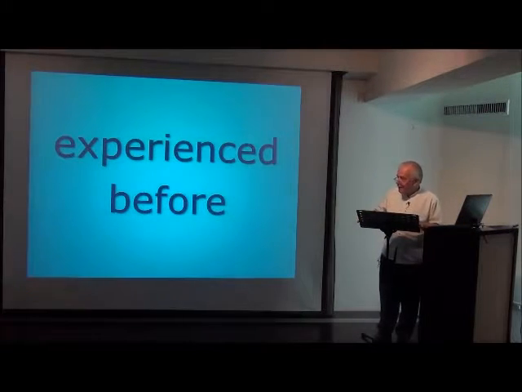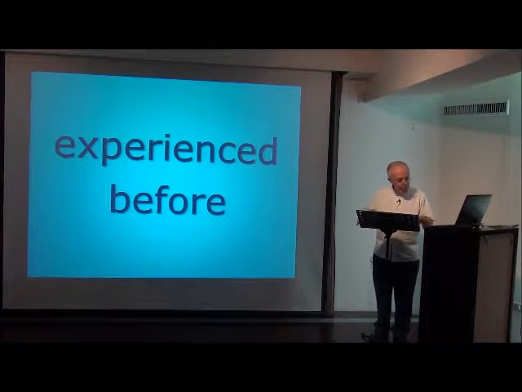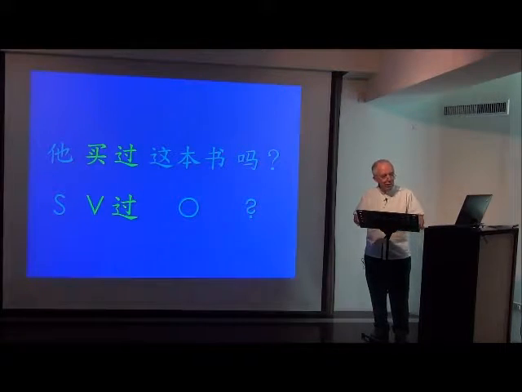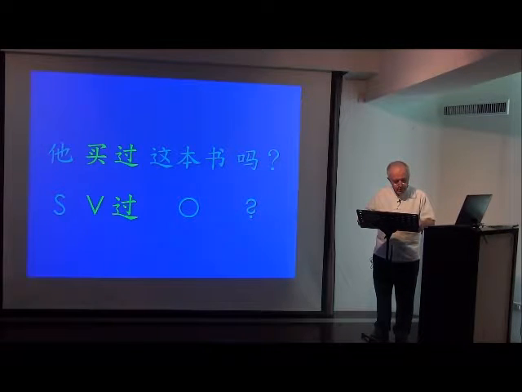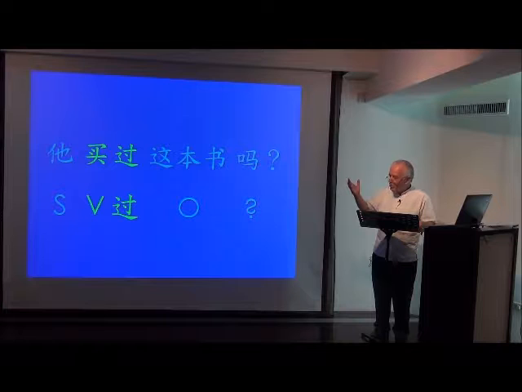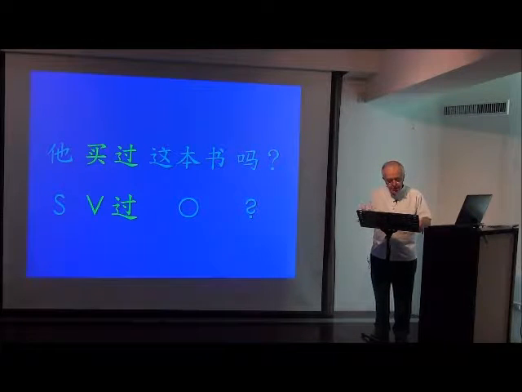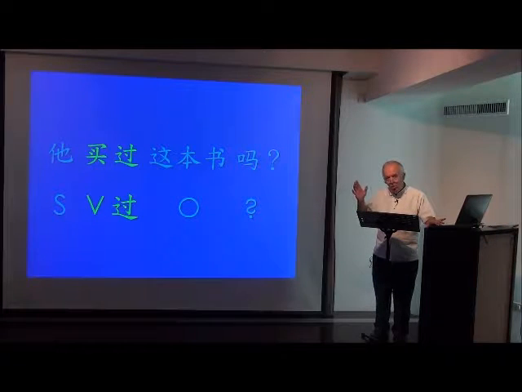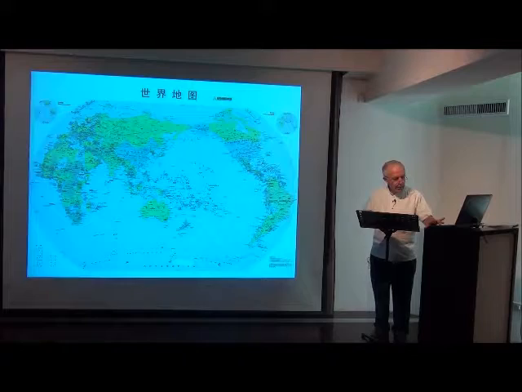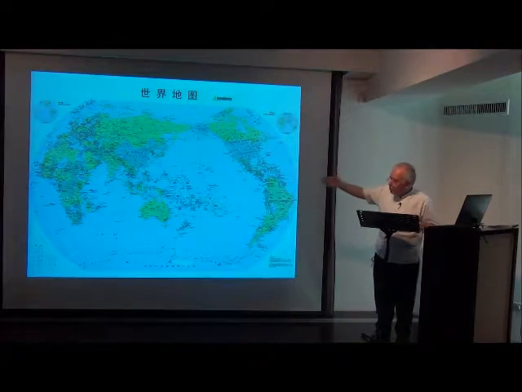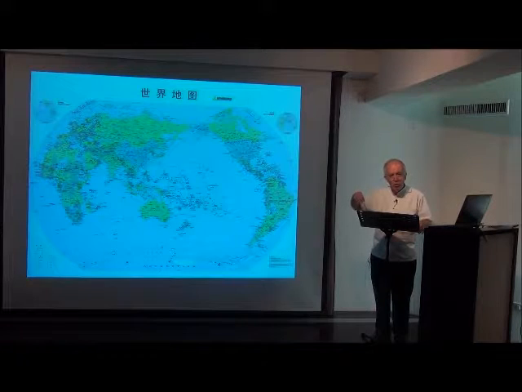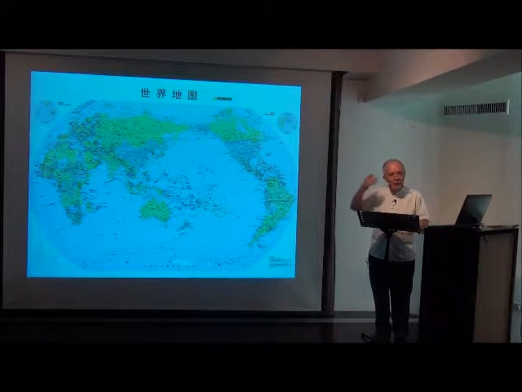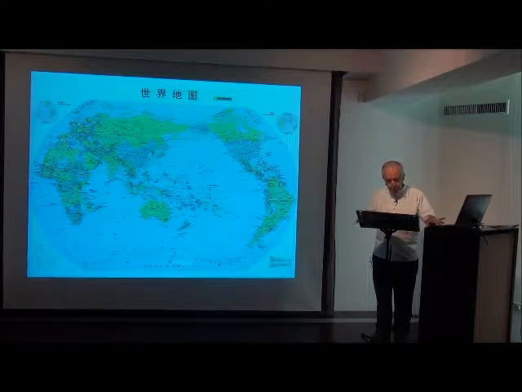Let's move on to another aspect, the experienced before. 他买过这本书吗? Students don't have much problem with this. This is asking, have you experienced something in the past? And the negative, you need to point out, is 没 and not 不. 我没买过. I haven't bought it before. Now, the way to practice, again, maps. 你去过新加坡吗? 我去过. 你去过英国吗? 我没去过. So maps are very useful for practicing experience 过.